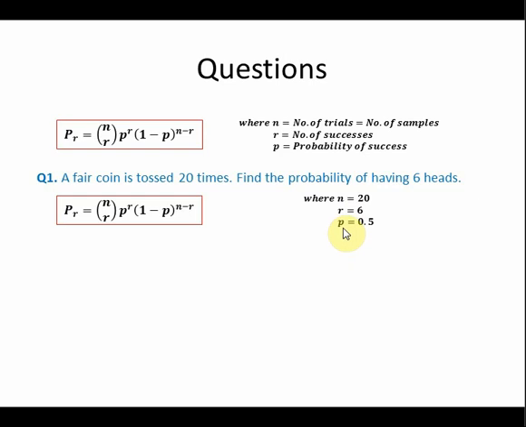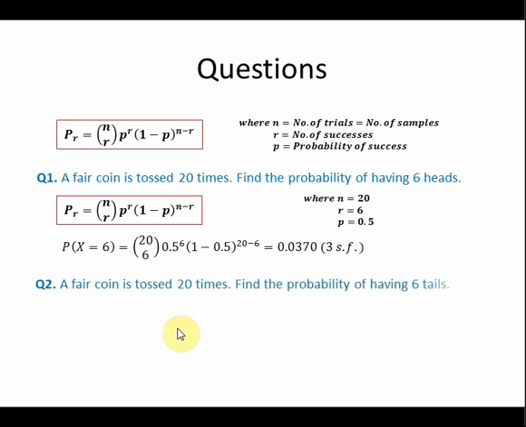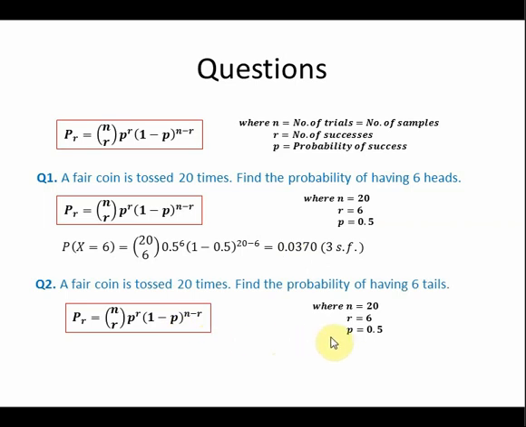The probability of success is 0.5, which means that this coin is fair. Just plugging these numbers into the formula, you will get the answer, which is 0.0370. Similarly, if a fair coin is tossed 20 times and we have to find the probability of having 6 tails, we can again use the same formula, and this time all the values are the same, because this coin is fair and the probability of head is the same as the probability of tail, and no wonder we get the same answer.